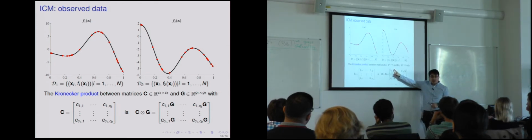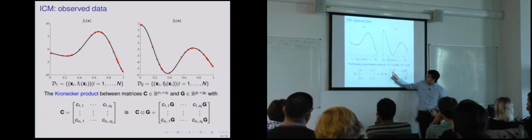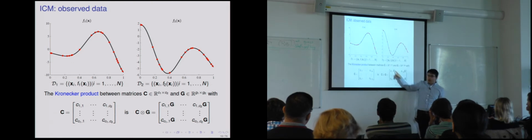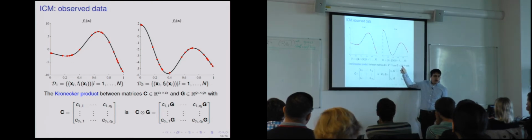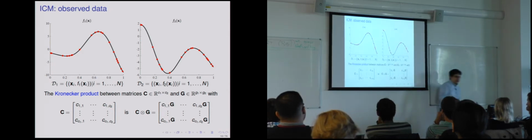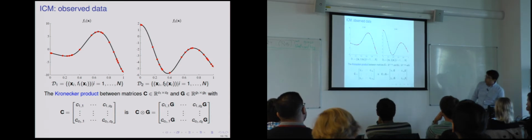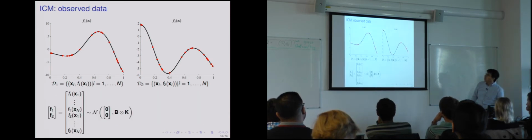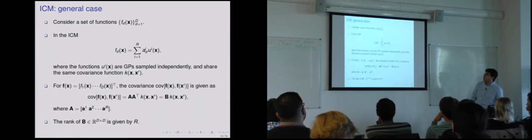C1 G1 by C2 G2. Oh, yeah, that's right. So we have how many C's in the rows? We have C1. And how many rows for G? We have G1. So how many rows do we have? We have C1 times G1, yeah? Okay, thank you. Good. Okay, so this is the same representation that we had before.